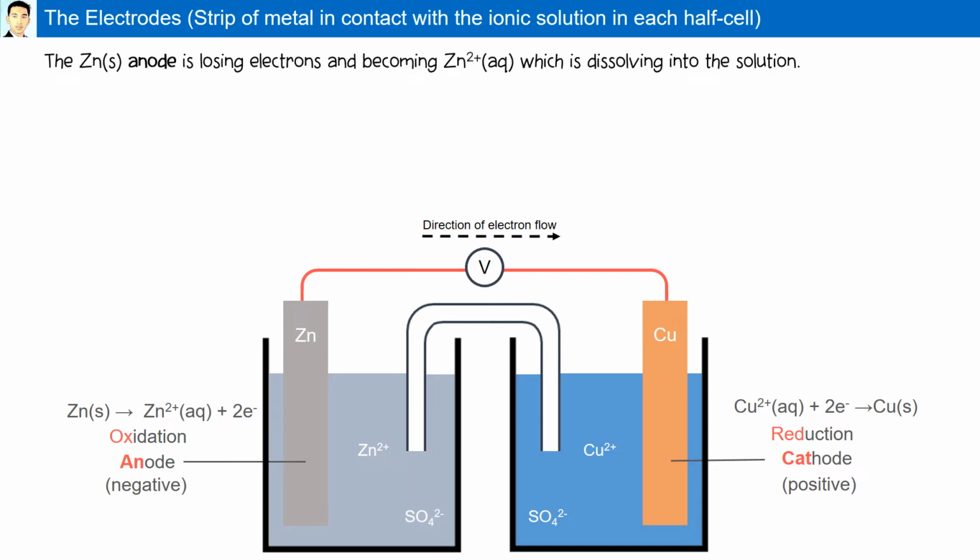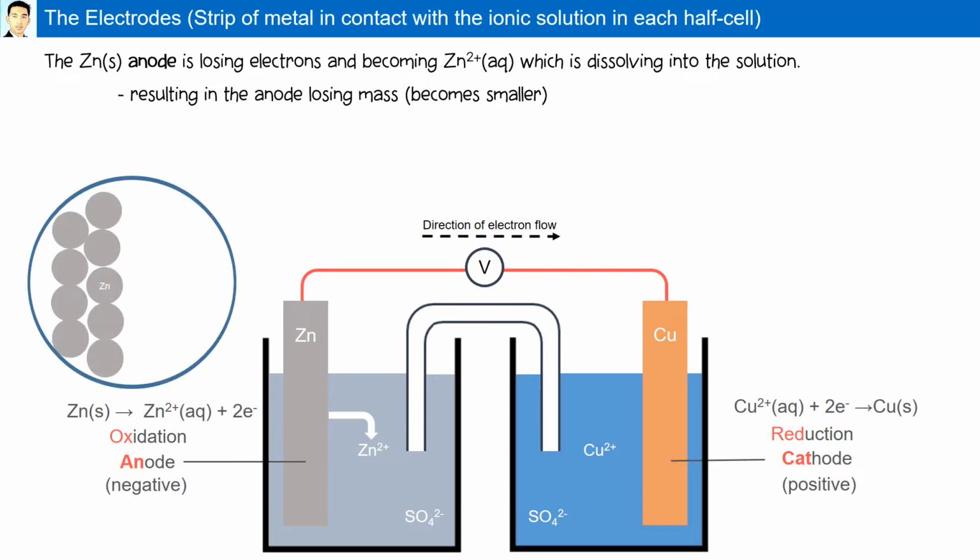The zinc solid, the anode, loses electrons and becomes Zn2+ aqueous, which dissolves into the solution. Here, the Zn solid becomes Zn2+. This results in the anode losing mass and becoming smaller.